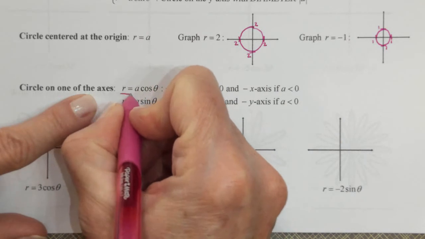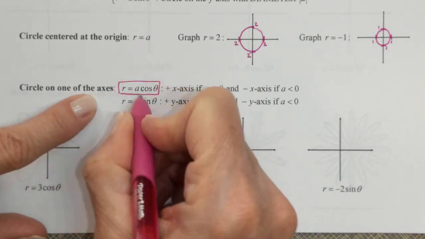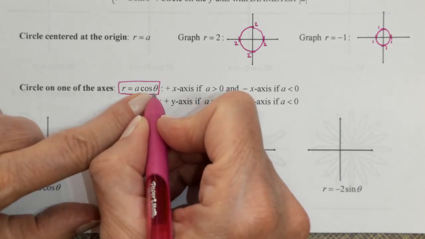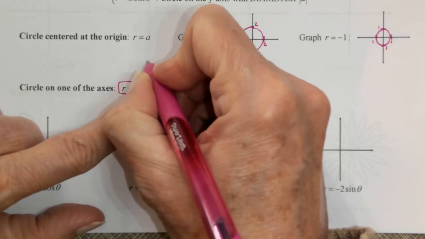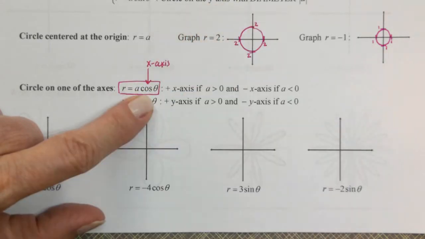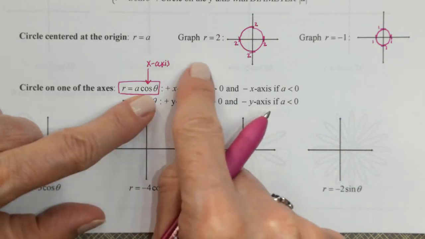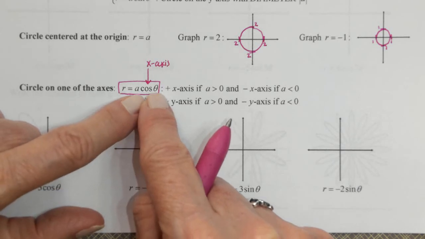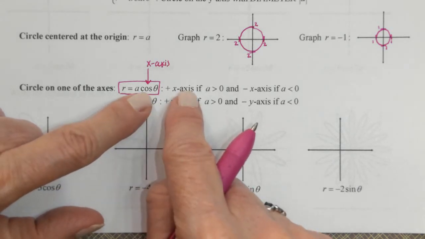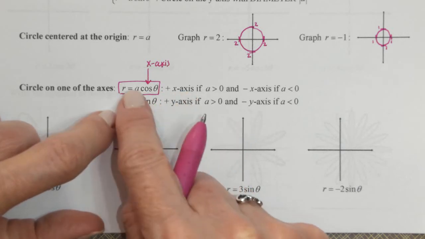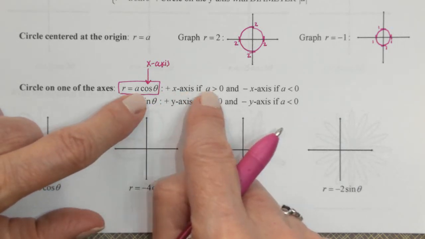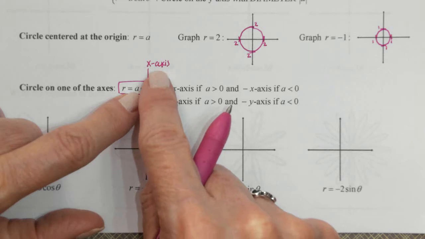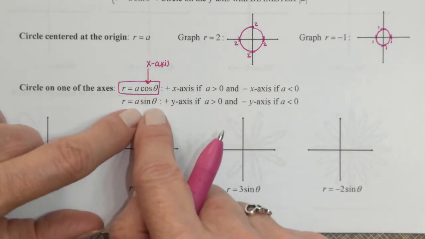Alright, circles on one of the axes. If you have r is equal to a number times cosine of theta, here's my thought. It's a cosine, so it's x-axis positioned. If it's a cosine, it's x-axis. If it's a sine, it's y-axis. So it's a cosine, so x-axis. If this number is positive, then it will be on the positive x-axis. If that a is negative, it will be on the negative x-axis.